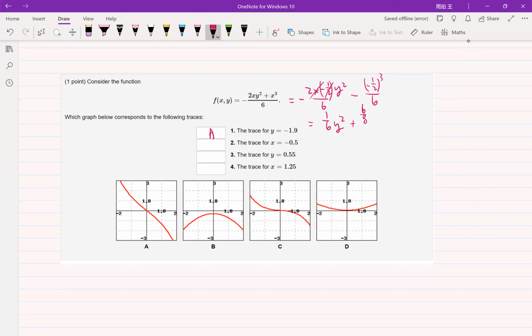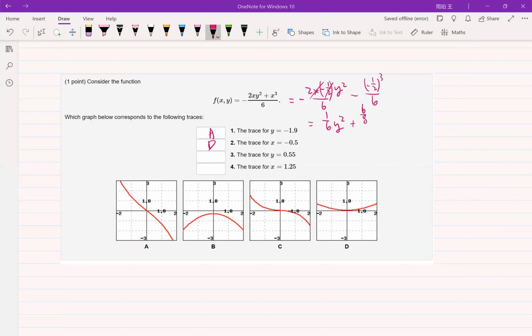Okay, so this is clearly an even function, so it's either B or D. But since we know the sign before y squared is positive, it has to be D. It cannot be B because B is concave in the other direction. Okay.